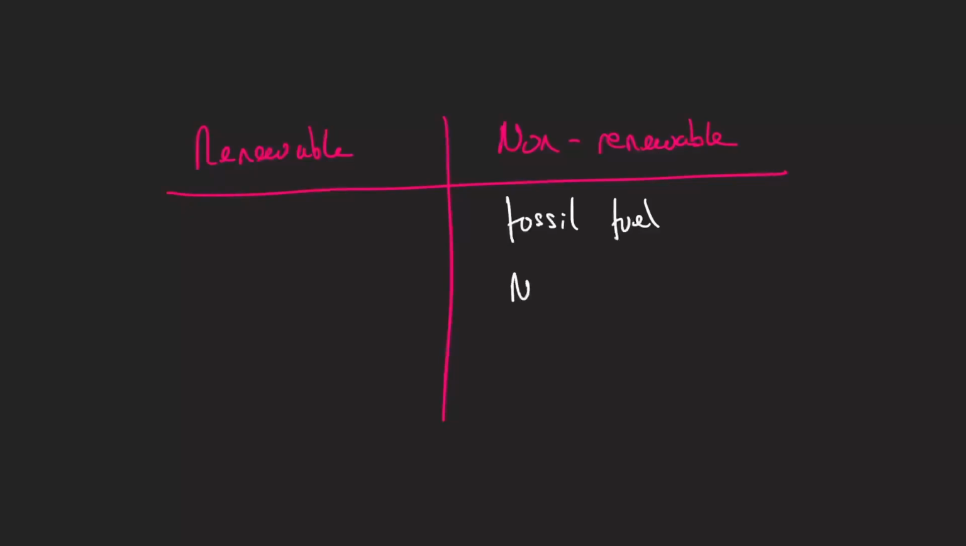The next one is nuclear fuel. Now, nuclear fuel is another example of a non-renewable energy resource, and the reason for that is nuclear fuel requires nuclear material, and again, that is non-renewable, there's a finite amount of nuclear material in the earth that we can actually find. The next one is biofuel.